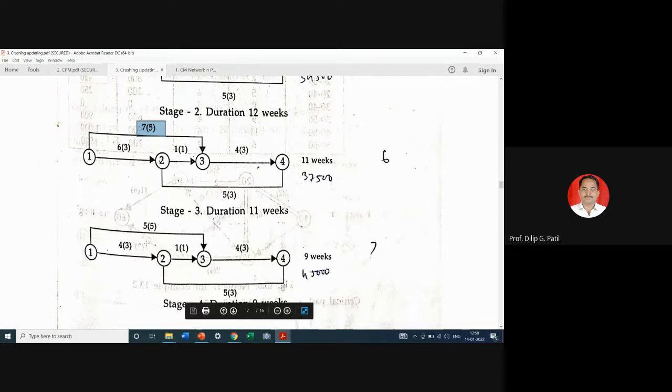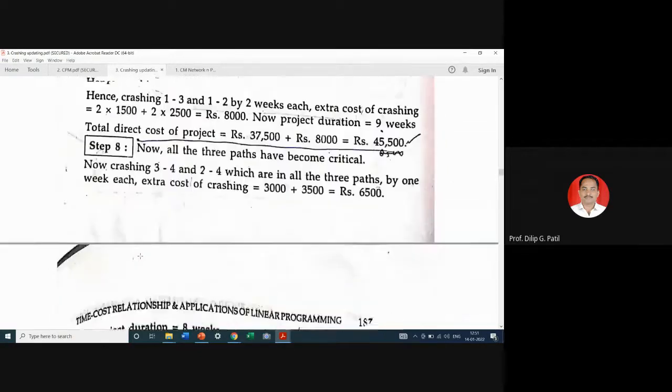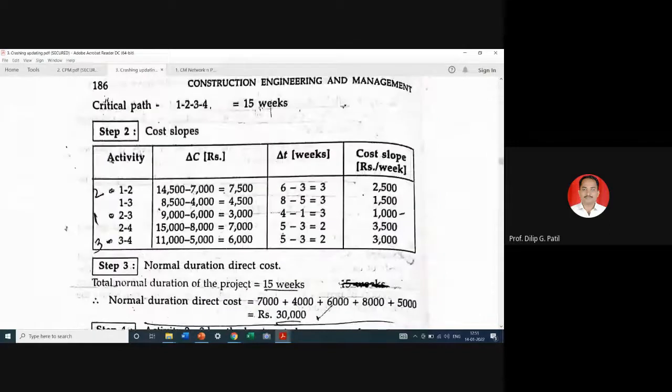इथं एक्स्ट्रा कॉस्ट ऑफ क्रॅशिंग किती वाढणार आहे बघा, 4,000 म्हटलं तर आपण, त्यामुळे 4,000 वाढल्यानंतर काय होईल, 37,500 वरून 8,000 वाढतील. कशामुळे? 2 वीक्सने क्रॅश करतोय आपण. बघा, 37,500 प्लस कोणत्या आहेत, 1-2 आणि 1-3. किती आहे कॉस्ट स्लोप? 1-2 आणि 1-3, 3,000, 4,000. सो 2 वीक्सने क्रॅश केल्यामुळं 8,000 वाढेल.